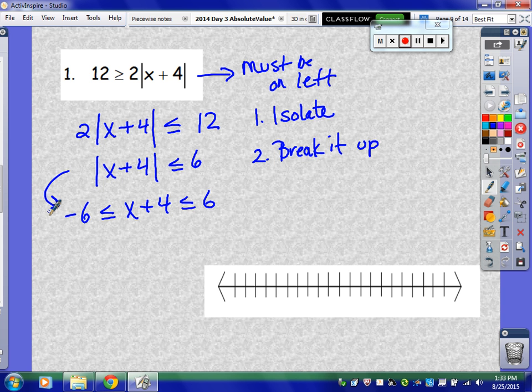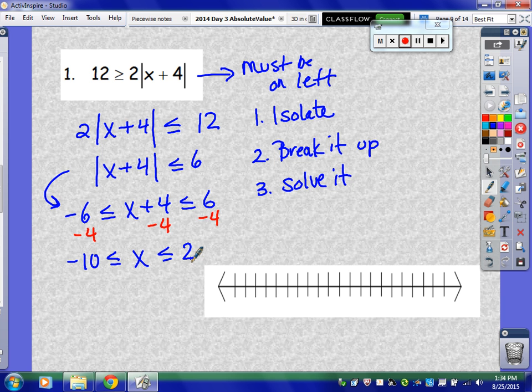Okay, now we just solve it. Now it's a compound inequality. So that means we're going to subtract 4. Really bad math form here, but I want you to see what I'm doing. I'm subtracting 4 on all 3 pieces. Hopefully you can do that in your head. You don't need to write that underneath. Like I said, bad math form. So I'm going to get negative 10 less than or equal to x, which is less than or equal to positive 2. And that's what I'm going to graph.